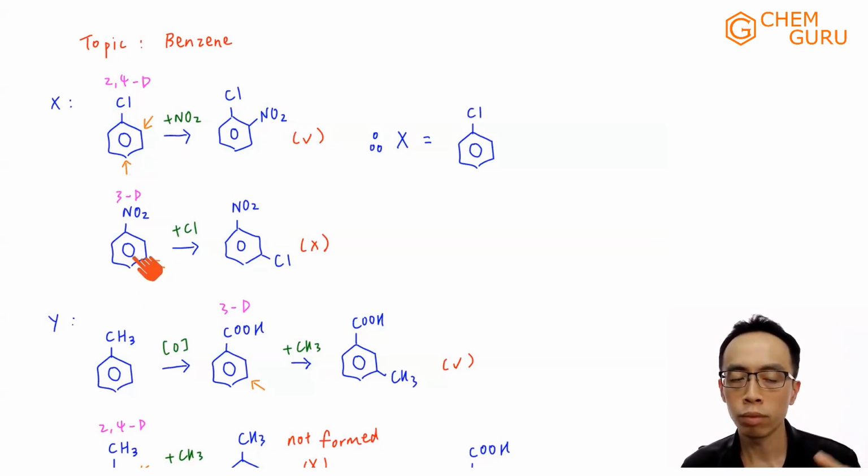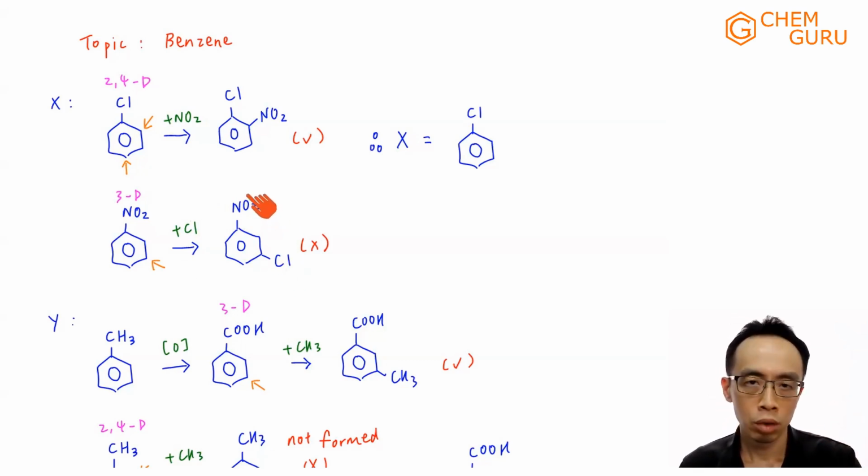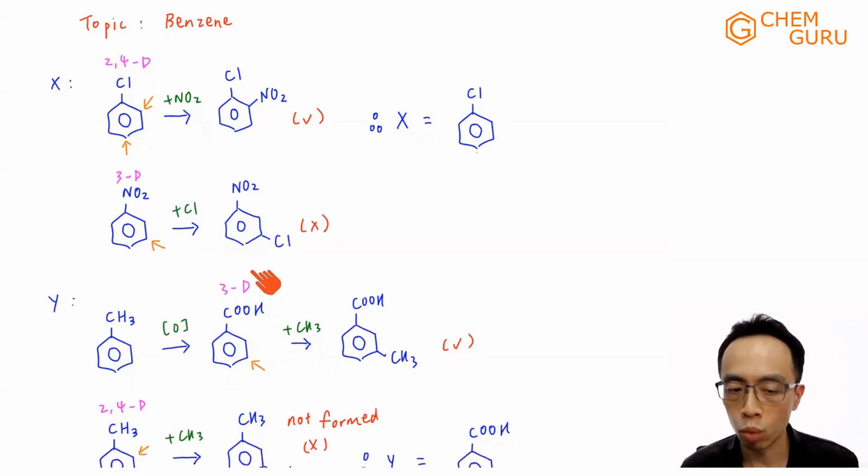How about nitrobenzene? Nitrobenzene, my nitro group is 3 directing. It will direct chlorine to position 3 with respect to itself. So therefore, the positions with respect to your nitro group and your Cl group will be position 1 and 3, and this is not what we want. So therefore, we have already solved for X. X should be chlorobenzene. How about Y?